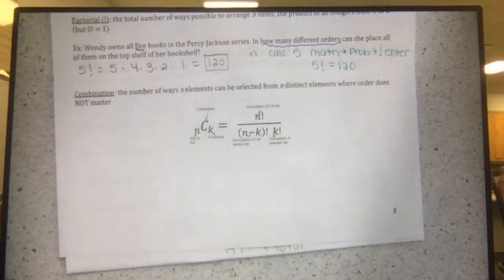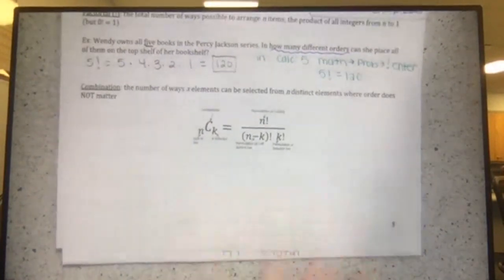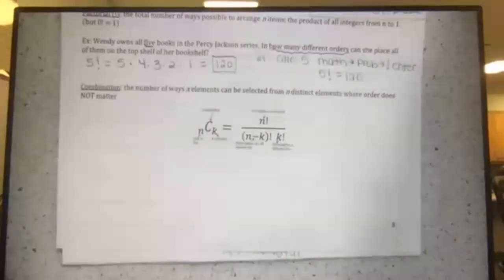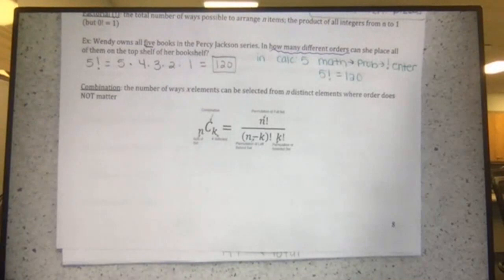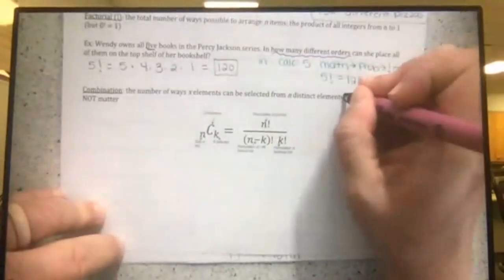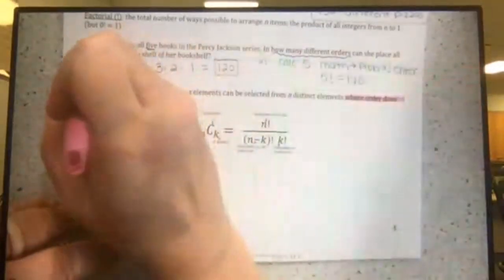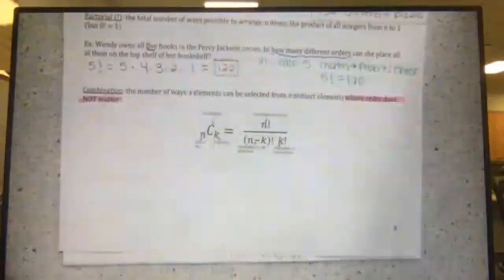All right, our last thing is permutations and combinations. Before I go there, questions on this one. So combination is the number of ways k elements can be selected from n distinct elements where order does not matter. This is super important, where order does not matter. We have a formula for this.